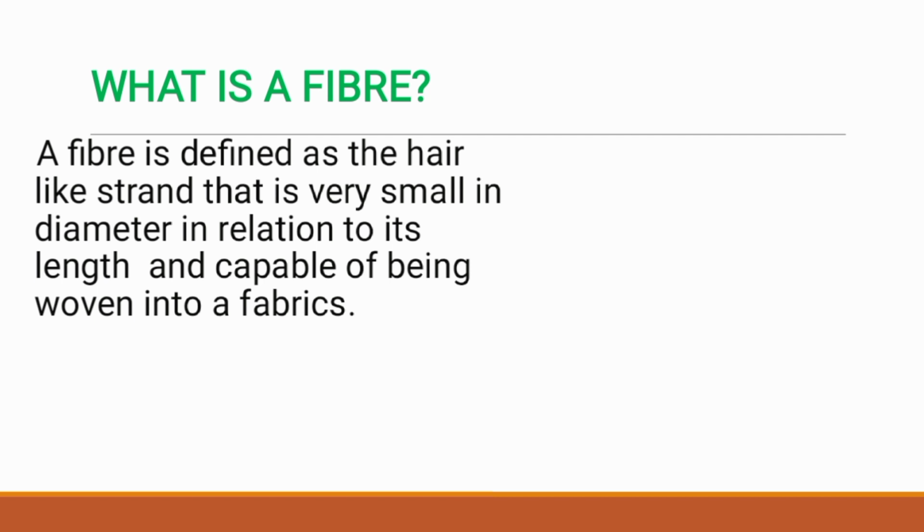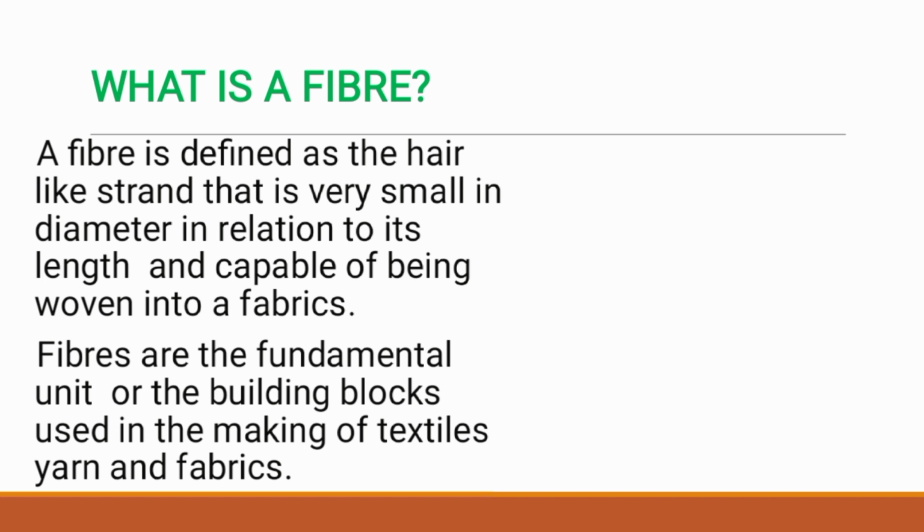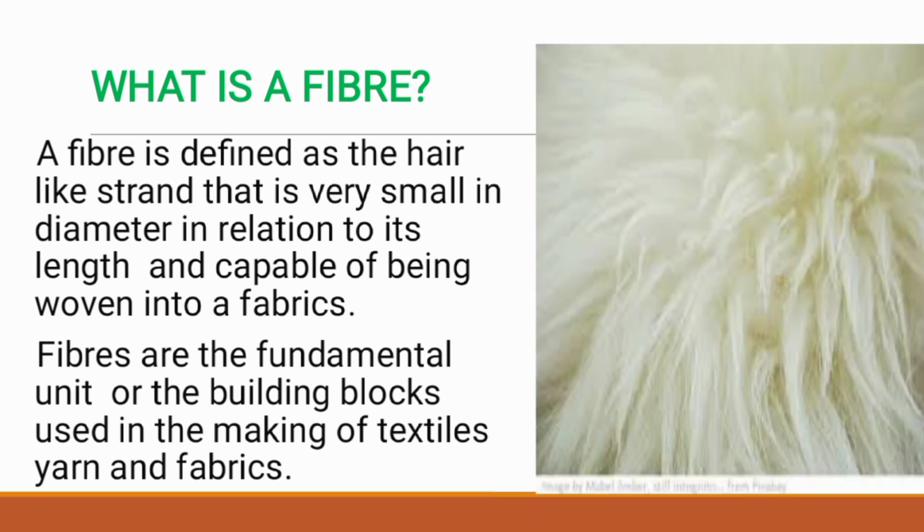So what am I trying to say? It's hair-like in structure, in texture, and it's small, and you can weave it to produce a fabric, which is a material. It can be woven. Can also define it as the fundamental unit or the building blocks used in the making of textile and fabrics. Either you say it's the hair-like strand or is the unit, the fundamental unit used in the production of yarn, which is used in producing fabrics. As you can see in the image, is hair-like in structure.